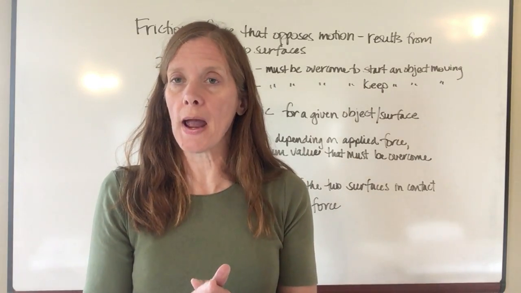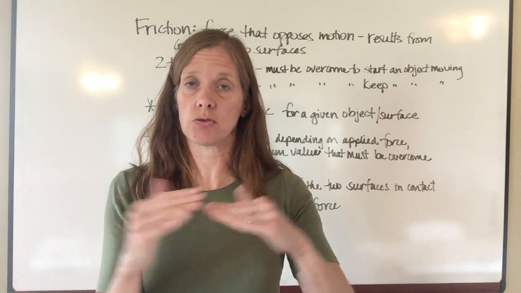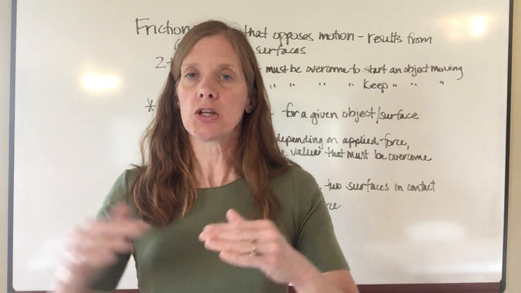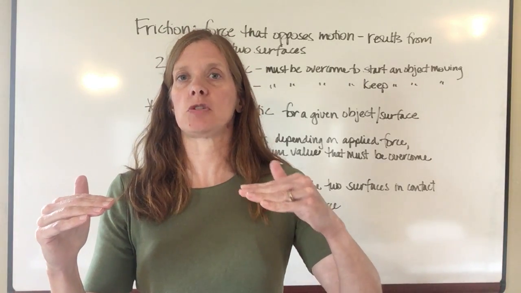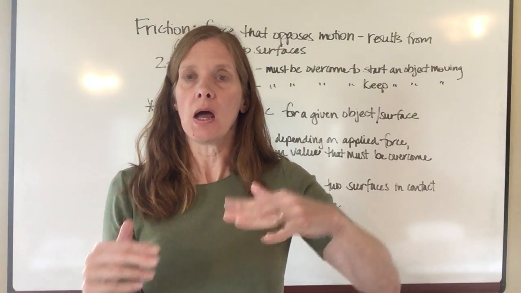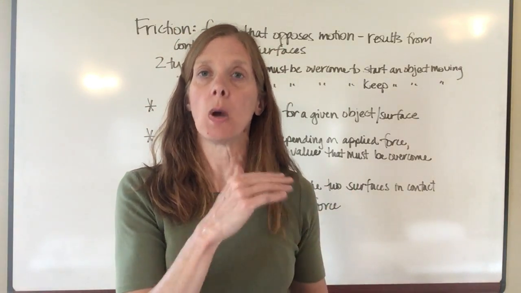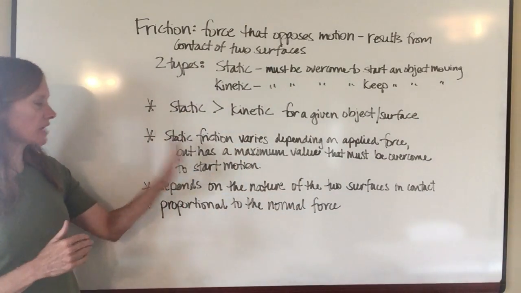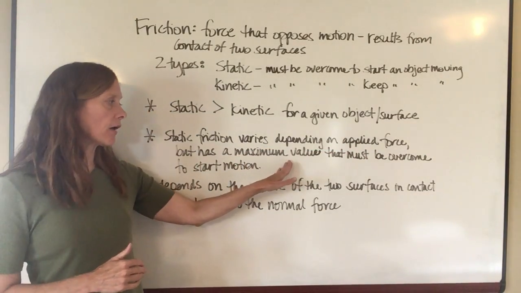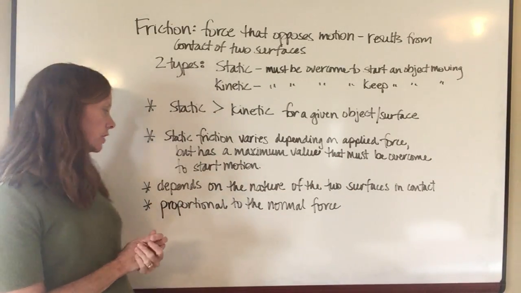Now, we've talked about before how if something is not moving, that means that the vector forces on it are equivalent to each other and they cancel each other out. So what that tells us is that the static frictional force is going to vary. If you push a little bit, then the static friction pushes back a little bit. If you push a little harder, then the static friction pushes back a little harder. Eventually, though, that static frictional force has a maximum value, and once you overcome that maximum value, then your object is going to start to move. So static friction varies depending on the applied force, but it has a maximum value, and once you overcome that maximum value, then you're going to be able to get your motion started.